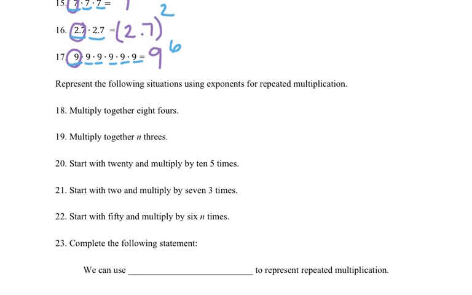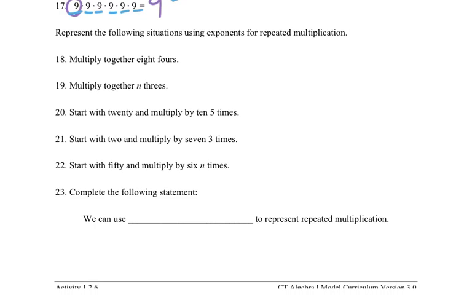Okay, moving on. So now we're going from words. These are usually a little bit harder, so I like to do the step of kind of writing it out first and then condensing it. So multiply together 8 4s. So that means we have 4 being multiplied 8 times, and this time I'm just going to write it out. Remember, we had adding it 8 times on the previous page.